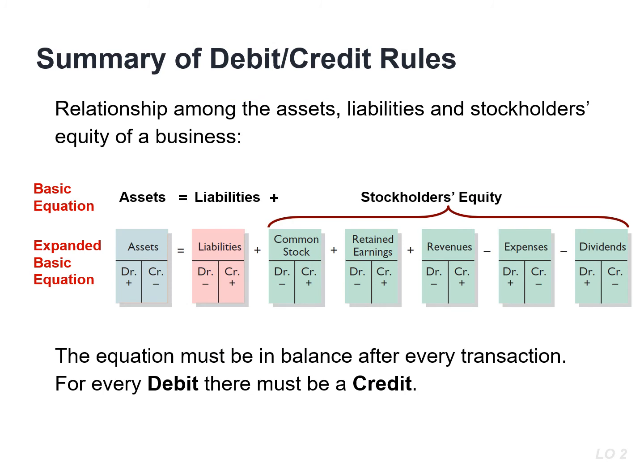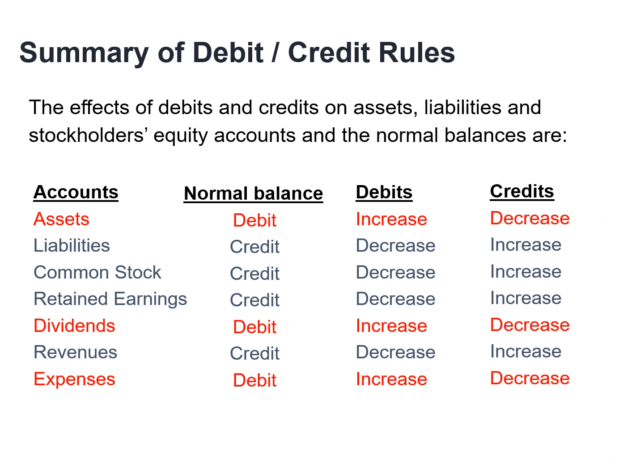To summarize, assets are on the left side of the equation and increase with debits, left side of the T account. Liabilities and stockholders' equity are on the right side of the equation, and they increase with credits, right side of the T account. The effect of debits and credits on revenue, expense, and dividend accounts are the same as their effect on stockholders' equity. This is an alternative to the expanded equation model that summarizes debit and credit rules.